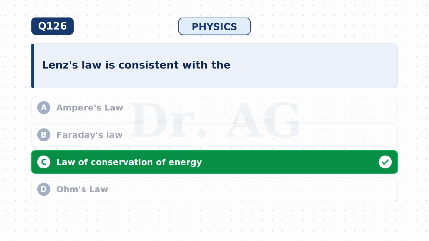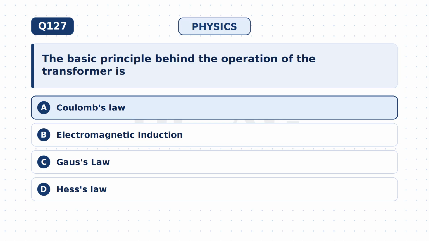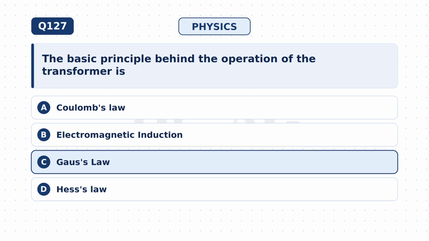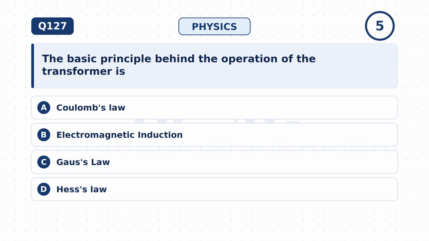The correct answer is C, law of conservation of energy. Question 127. The basic principle behind the operation of the transformer is: Option A, Coulomb's law. Option B, electromagnetic induction. Option C, Gauss's law. Option D, Hess's law.